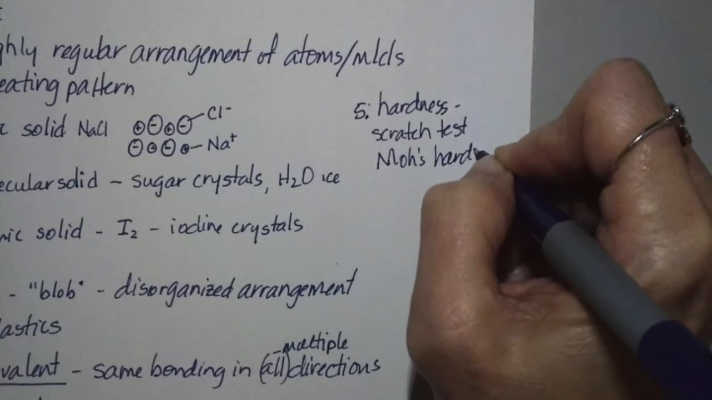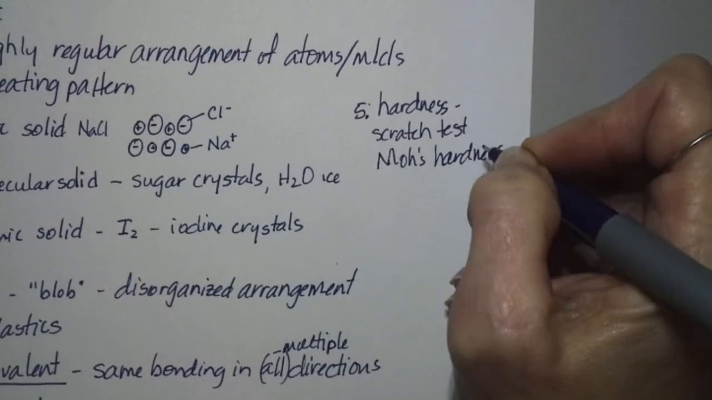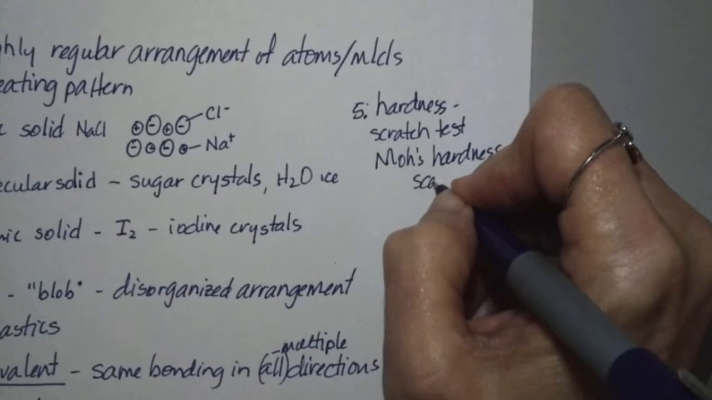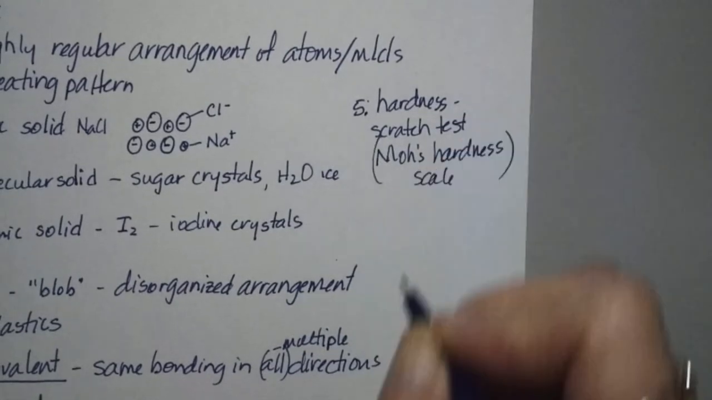Wait, so what was Korean milk? 1, 2, 3, 4. No crystal structure.